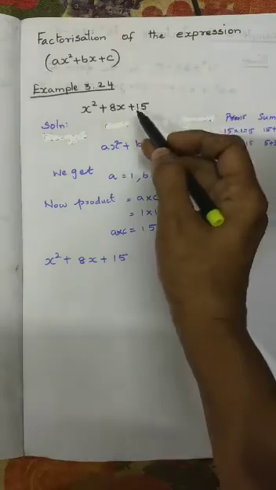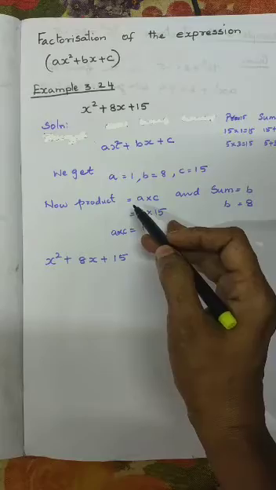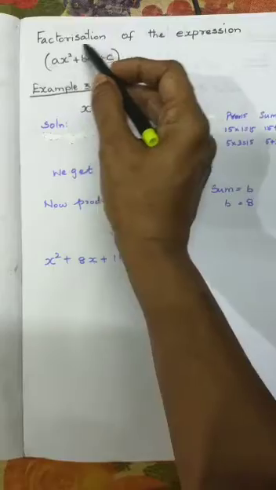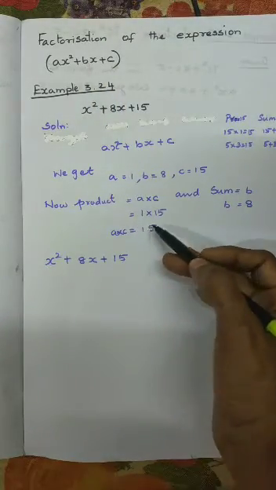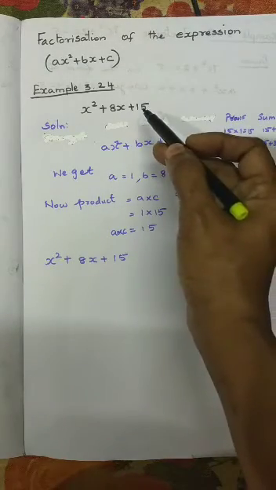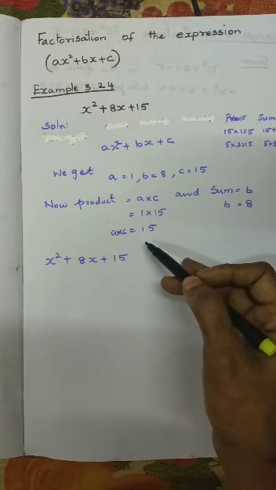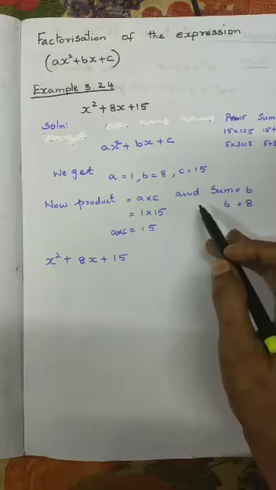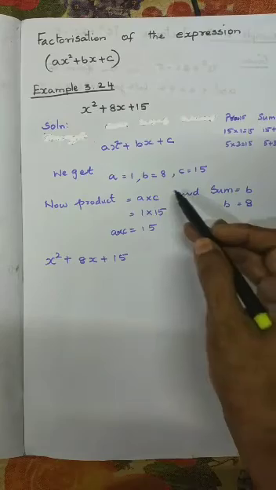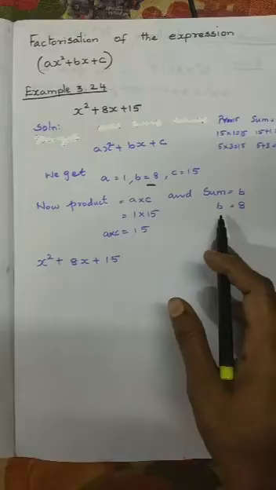First you have to see the product of a and c. Now the product of a into c. This is a and this is c. So you have to multiply a and c. That is product 1 into 15. Here a is 1 and c is 15. So you multiply a into c is equal to 15. Then you have to see the sum. Sum is b. Here the b is 8. We have taken that sum as 8.